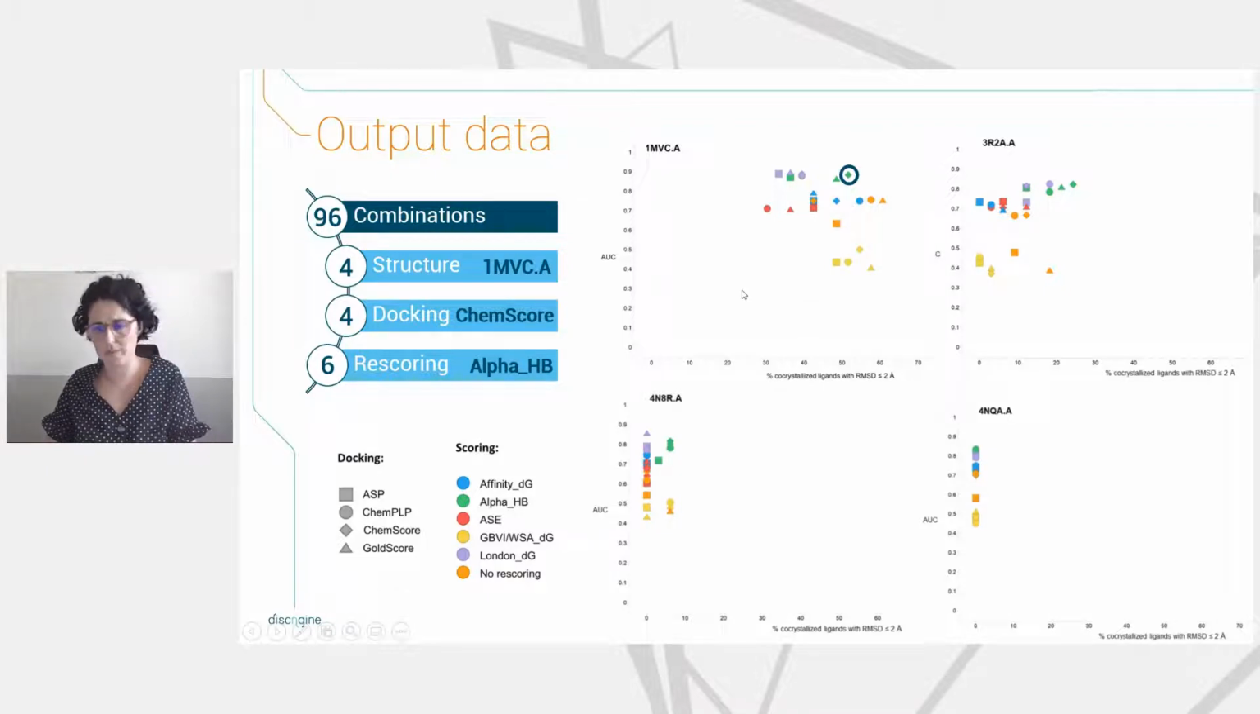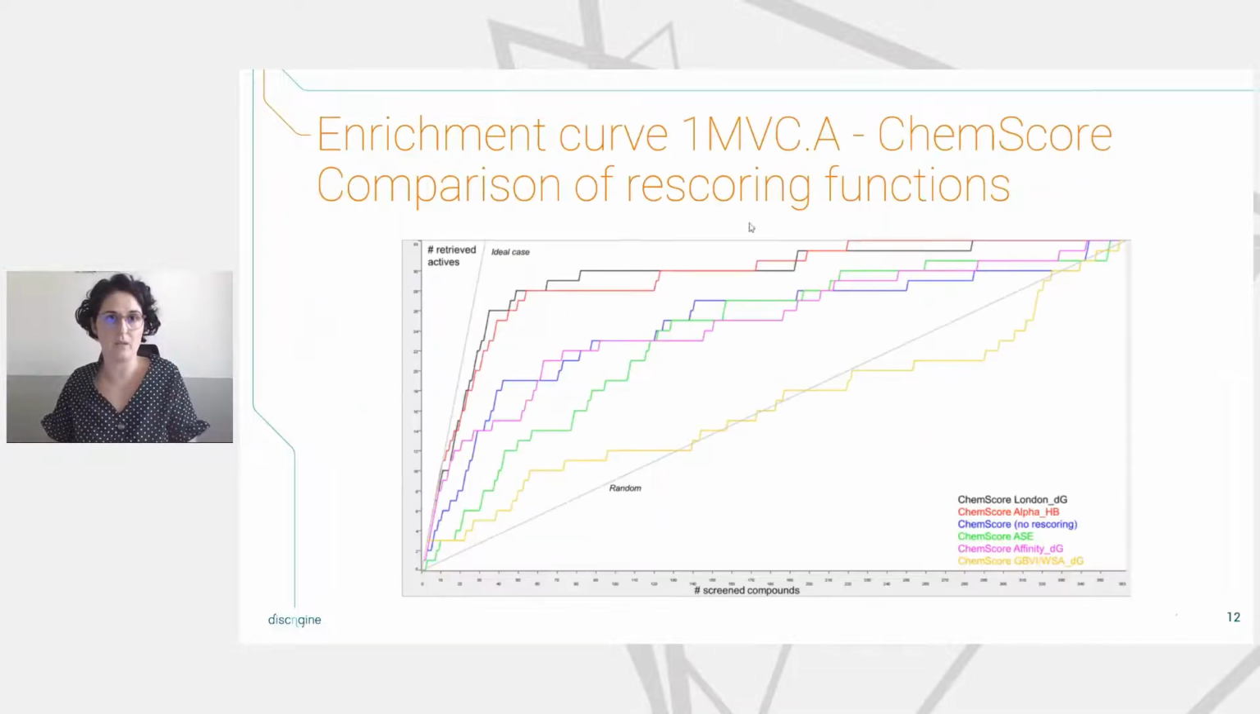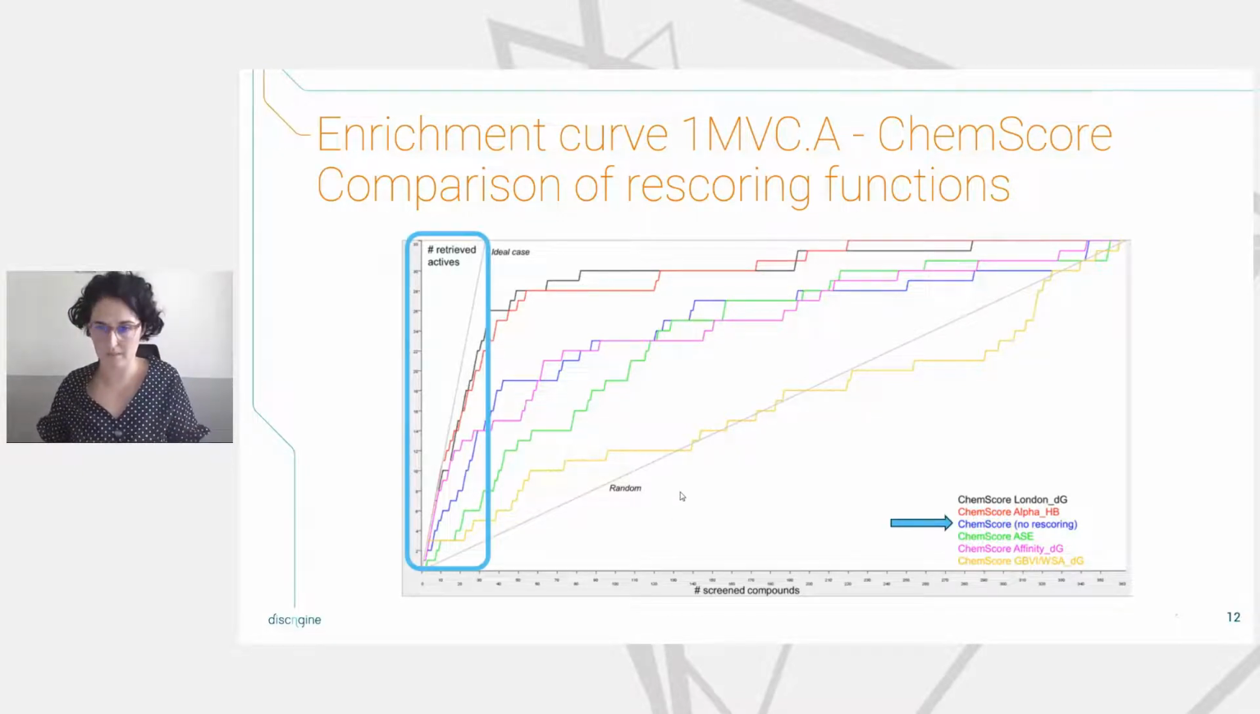I would like to go deeper into this result, so I will focus on structure 1MVC and ChemScore docking, and look at the enrichment curve to see the impact of the rescoring. You can see that rescoring has a huge effect. It really permits better sorting. Some rescoring functions like Alpha HB and London dG can really improve the results, but sometimes other rescoring functions can also give worse results.